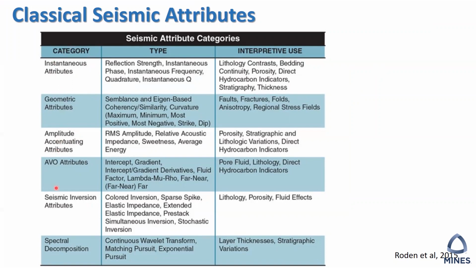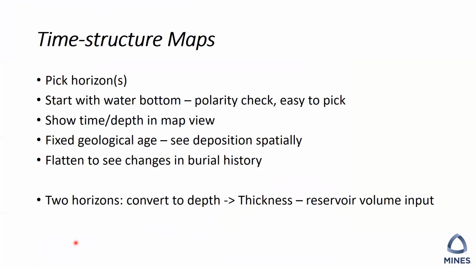As you can see, depending on what category the attribute is, it has different types of attributes you can extract. And on the right-hand side, you can see how it's used in the interpretation of the data. So, for example, if you're looking for structure, faults, fold, you would actually look at geometrical attributes. If you're looking at reservoir properties such as porosity, hydrocarbon indicators, you would look at instantaneous attributes or amplitude or AVO attributes. And if you're looking at things like layer thickness and stratigraphy, you would look at spectral decomposition. So we're going to go over each one of these attributes.